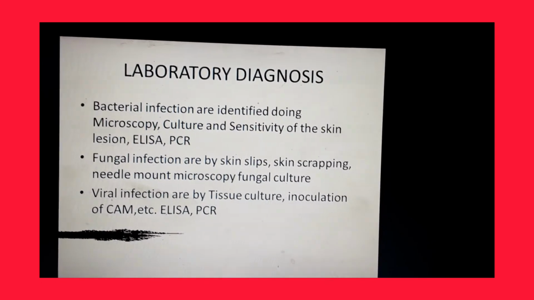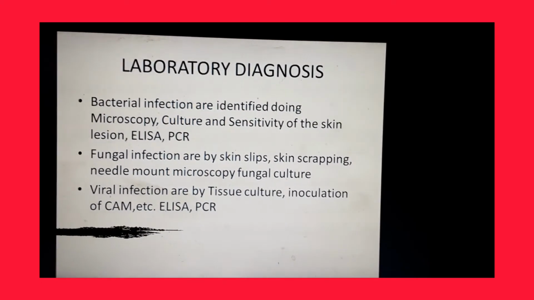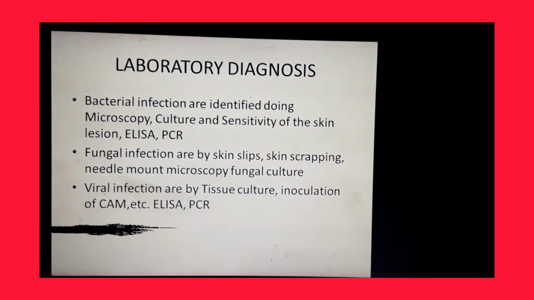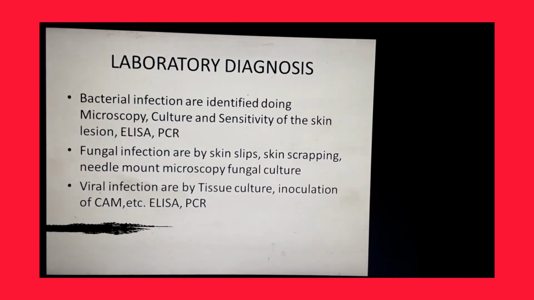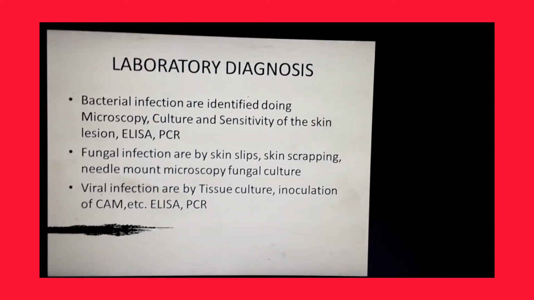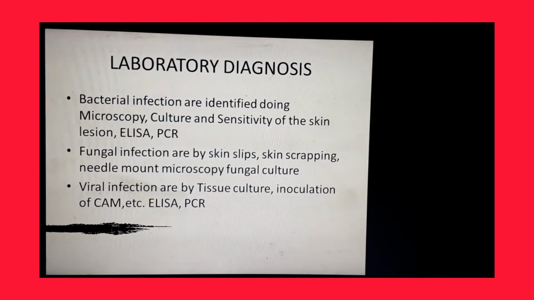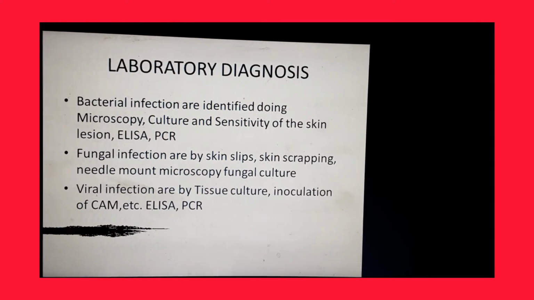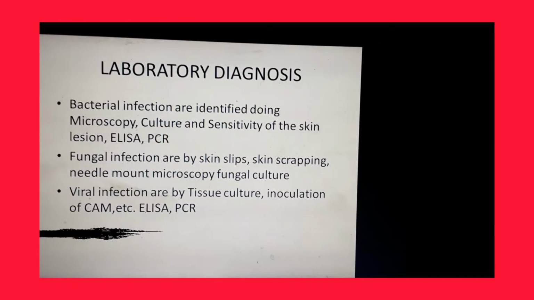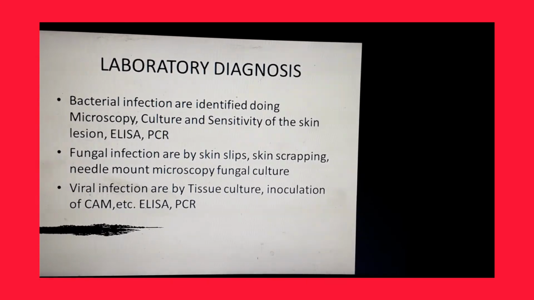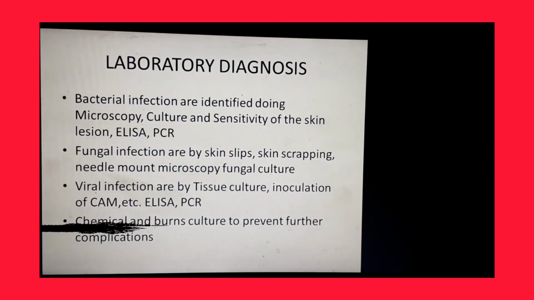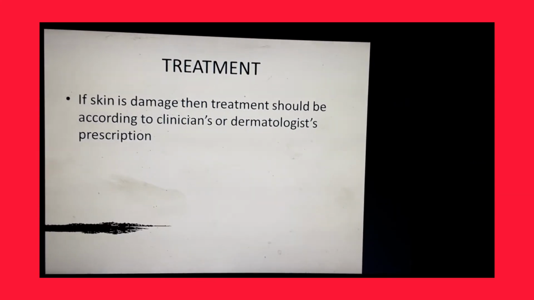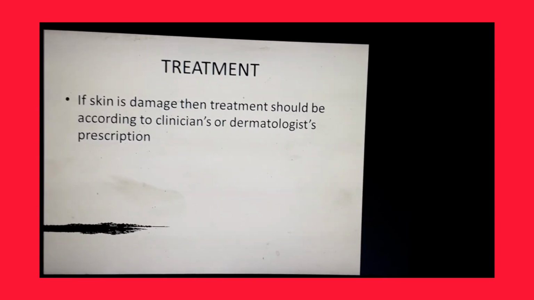Viral infections are diagnosed by tissue cultures, inoculation of the chorioallantoic membrane of egg, the egg yolk, and if you are going to perform an immunoagglutination test, the chorioallantoic fluid is very useful. ELISA is also useful, PCR. Then culture and sensitivity to prevent further complication. The treatment is according to the prescription of the clinician or dermatologist.